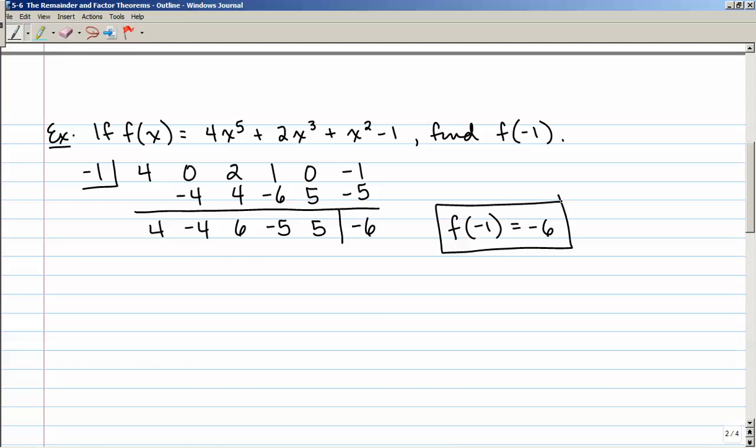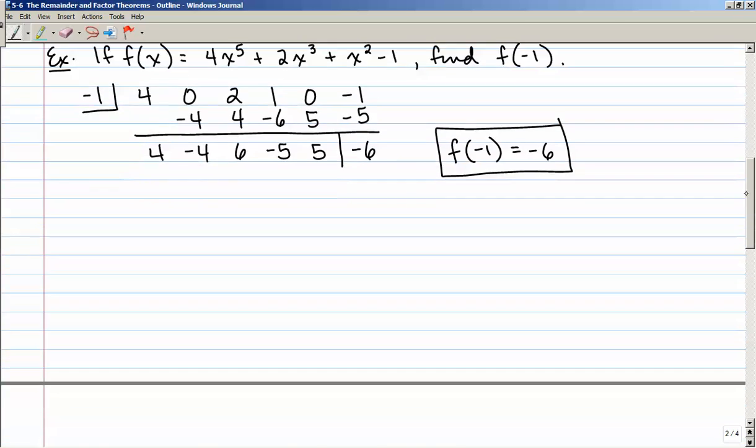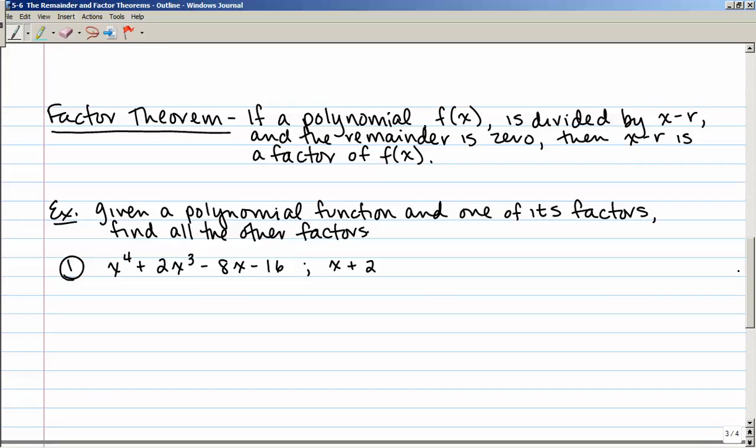Seems a little tedious, but I think it's actually easier once you get the hang of doing the synthetic division. This is sometimes also called synthetic substitution. Now, the factor theorem says that if a polynomial f of x is divided by x minus r, as we did in the remainder theorem, and the remainder is 0, then x minus r is actually a factor of f of x. So this time, our remainder should end up being 0, and then x minus r is a factor of f of x, and whatever else is left are factors.